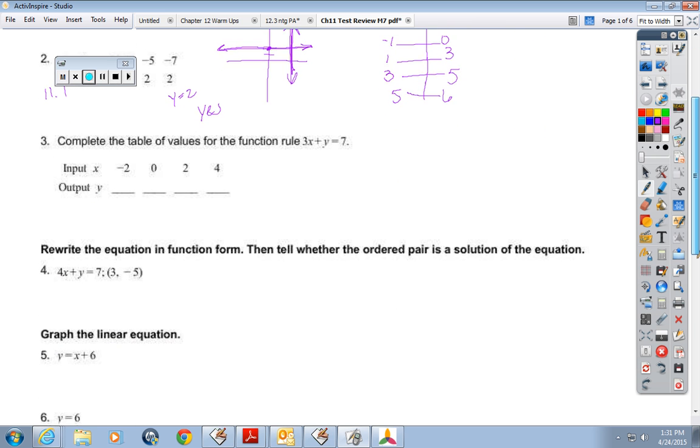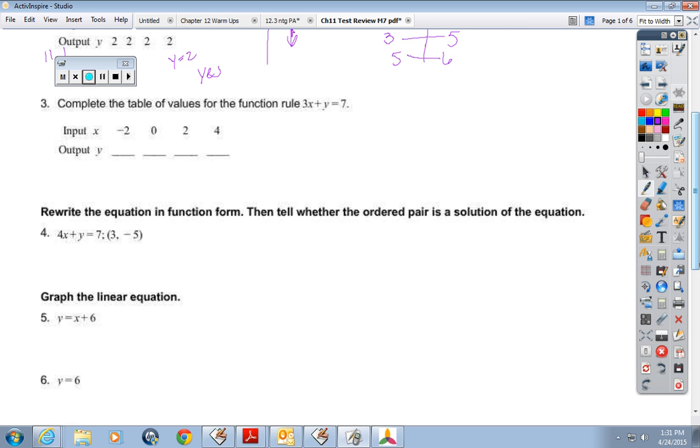Okay, number 3. Again, I kind of prefer the T-chart. So some of you went through and did the T-chart like this. And you said, okay, they want me to replace x with -2, 0, 2, and 4. And here's my equation right here. The easy way to do this is to put this in function form first, which means get y by itself. So we're subtracting 3x from each side. So we get y equals 7 minus 3x.